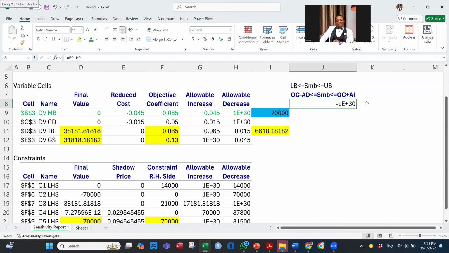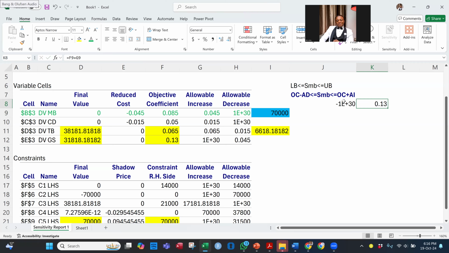Now, the upper bound is the same value here. So let's take the coefficient plus the allowable increase, which is this. When you add the two, you should get 13%. So the lower bound is negative infinity. The upper bound is 13%. You have to do all of this in your paper.